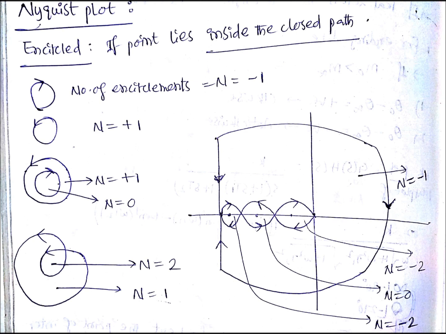For the third one from the top, the number of encirclements is 0, because the outer one is clockwise and the inner one is anti-clockwise, so the net is 0. Then for the bottom one, n equals -2 again, because the inner encirclement is clockwise and the overall outer encirclement is also clockwise. You just observe it.